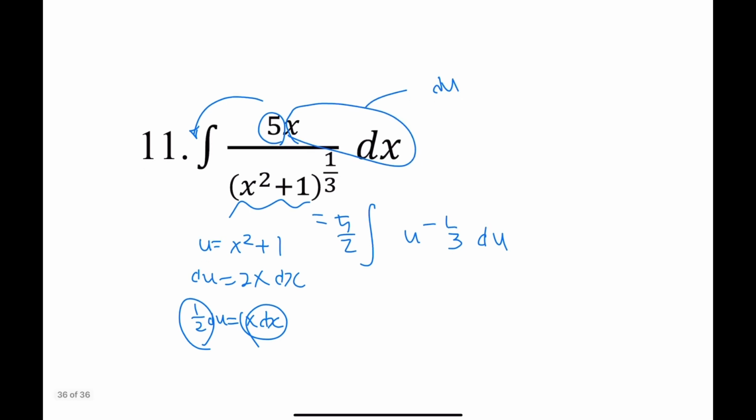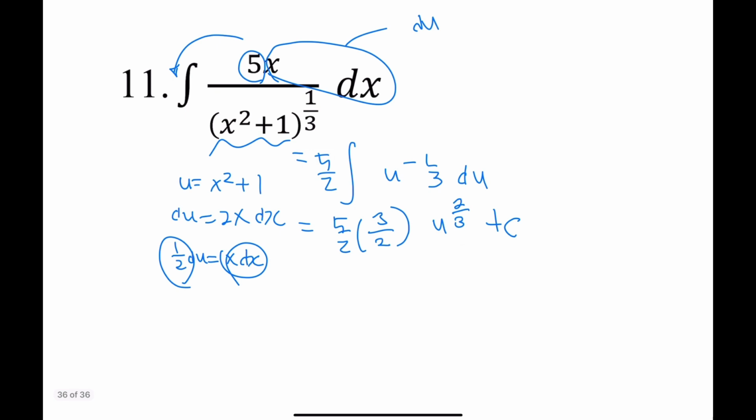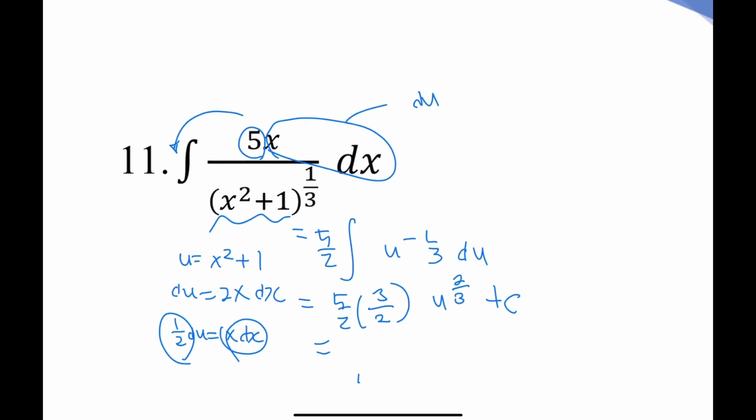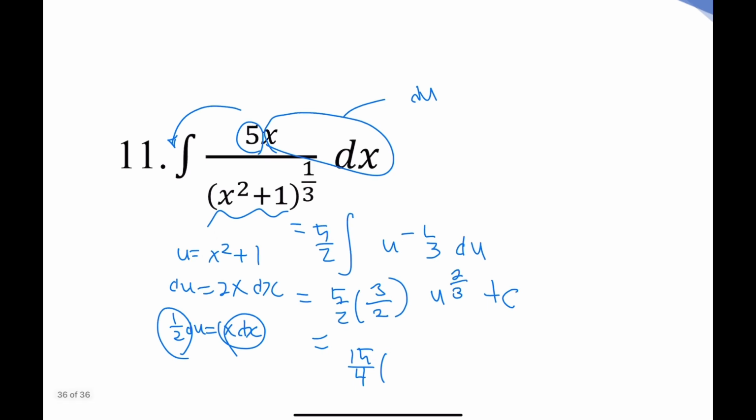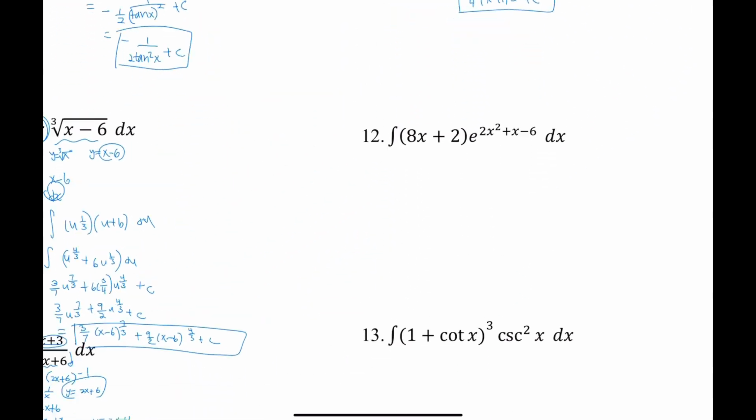right? Okay, and then let's just take the integral of this. This gives us 5 over 2 times 3 over 2, and then u to the 2 over 3 plus c, right? Okay, and that gives us 15 over 4 times (x squared plus 1) to the power of 2 over 3 plus c. Yep, this is our answer. And then let's go to number 12.